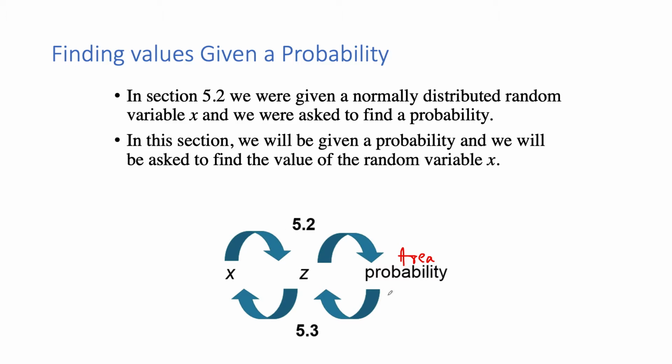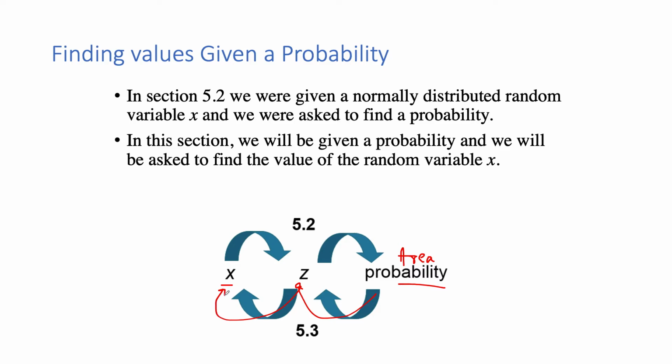In 5.3, we jump the other way around. What happens if I have a probability in mind or an area in mind? How would I find the corresponding x value? Again, I jump through two hoops. If I know the probability, first I find what z value is associated with it. Once I know that z value, I can find the x value.